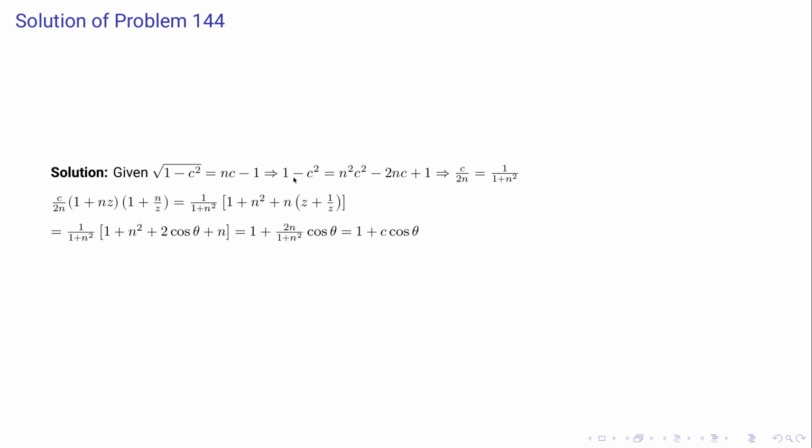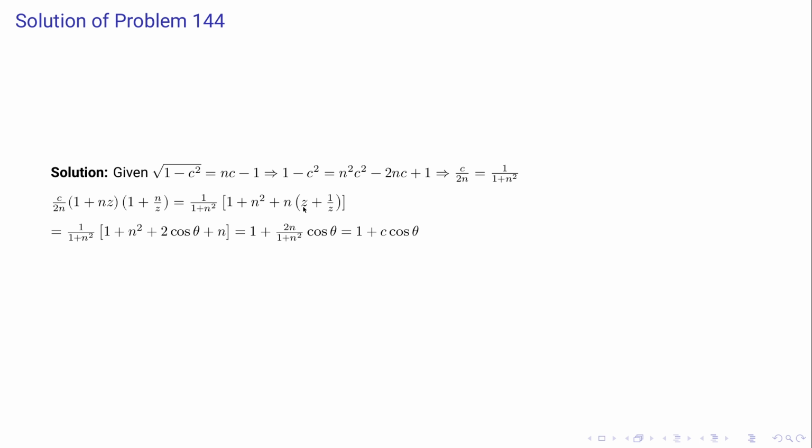So we square both sides, we get 1 minus c square is equal to n square c square minus 2nc plus 1. So 1 will get cancelled. After that, one power of c will get cancelled. So we will have c by 2n is equal to 1 by 1 plus n square. Now what we have to find is c by 2n into (1 plus nz) into (1 plus n by z). So we substitute the value of c by 2n, that is 1 by 1 plus n square, and we multiply the other two terms. We get 1 plus n square plus n into (z plus 1 by z).